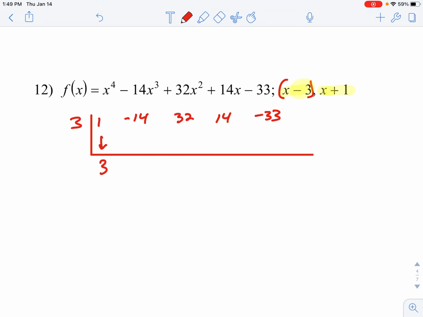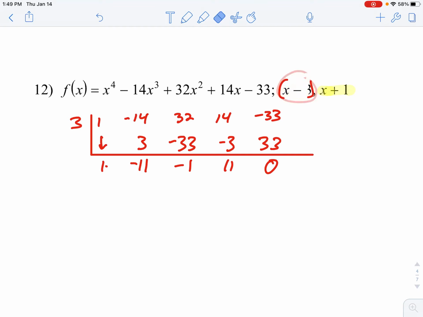Bring this, nope. See what I did? I was about to make that same mistake. Bring down a 1. Multiply 3 times 1 is 3. Add negative 14 and 3 is negative 11. Multiply 3 times negative 11 is negative 33. 32 plus negative 33 is negative 1. Multiply 3 times negative 1 is negative 3. Add 14 and negative 3 is positive 11. Positive 11. 3 times 11 is 33. Add those, you get 0. So again, that's just verification that this is a factor.